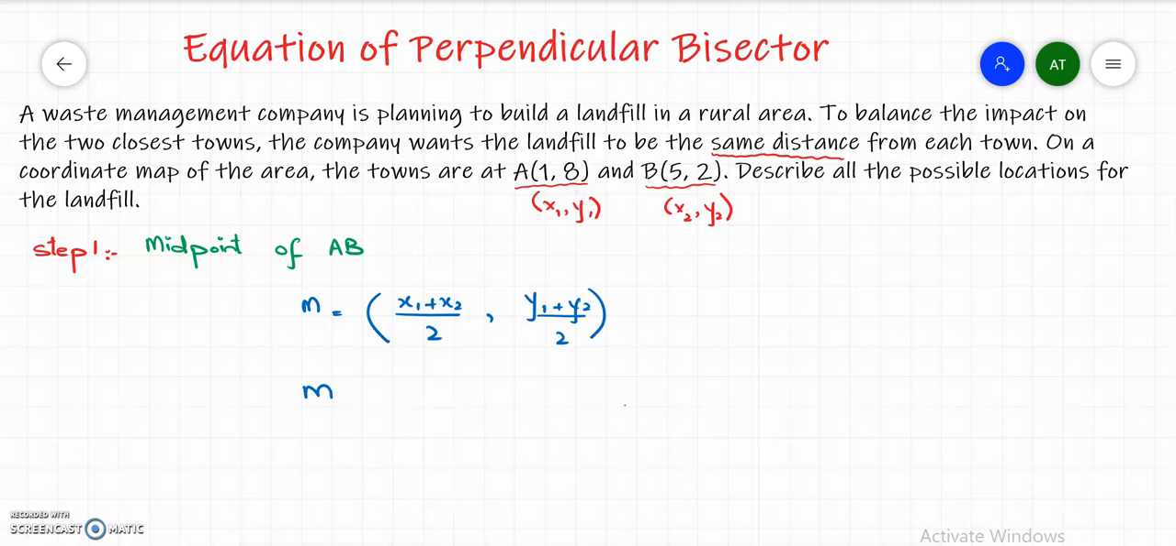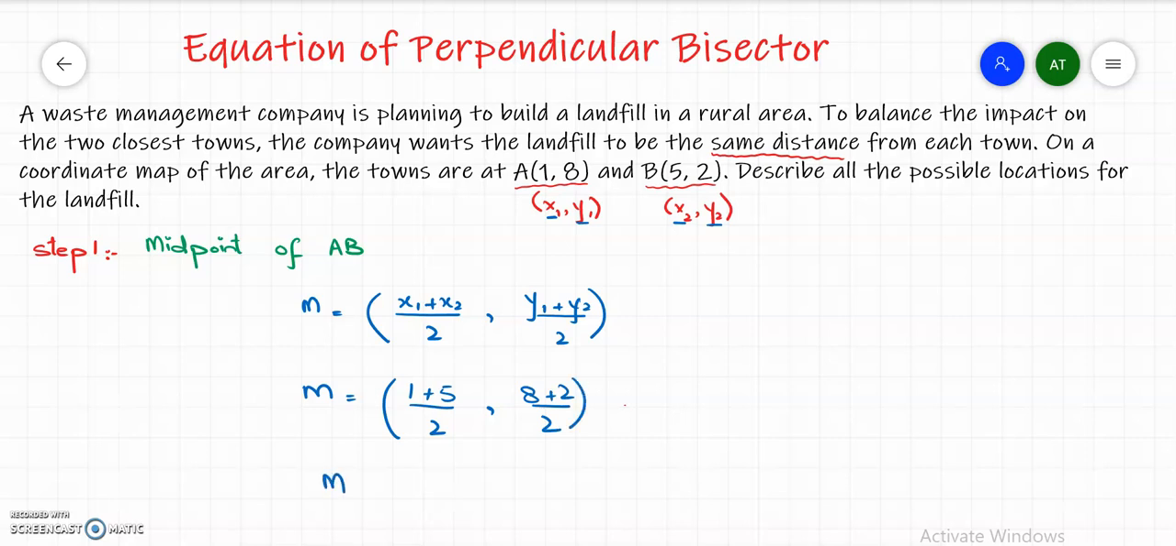So M would be equal to (x1 plus x2) divided by 2. x1 is 1 and x2 is 5. So we have (1 plus 5) divided by 2, comma, (y1 plus y2) divided by 2. So y1 is 8 and y2 is 2. So we have (8 plus 2) divided by 2.